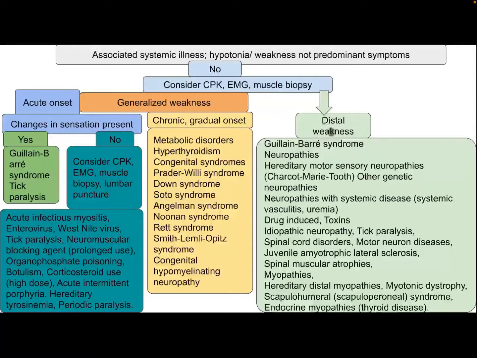If it is distal weakness, the differential diagnosis includes Guillain-Barré syndrome, neuropathy, hereditary motor sensory neuropathy, Charcot-Marie-Tooth, other genetic neuropathy, neuropathy with systemic disease like systemic vasculitis, uremia, drug-induced toxin, idiopathic neuropathy, tick paralysis, spinal cord disorder, motor neuron disease, juvenile amyotrophic lateral sclerosis, spinal muscular atrophy, myopathy, hereditary distal myopathy, myotonic dystrophy, scapulohumeral, scapuloperoneal syndrome, endocrine myopathy like thyroid.